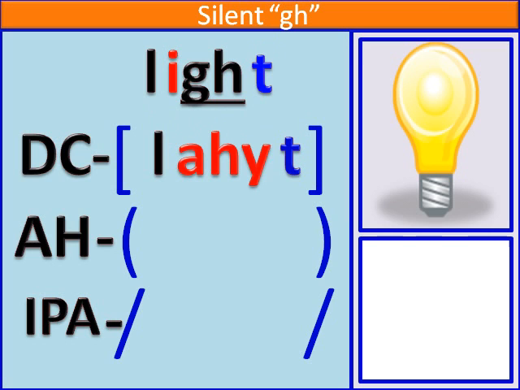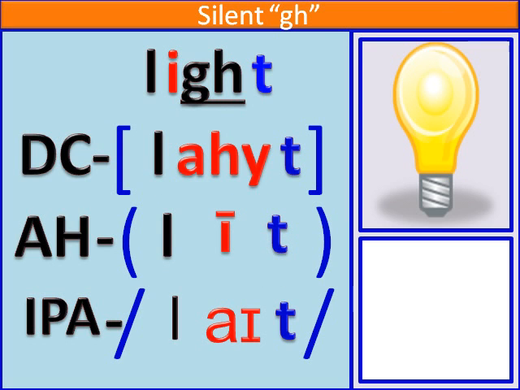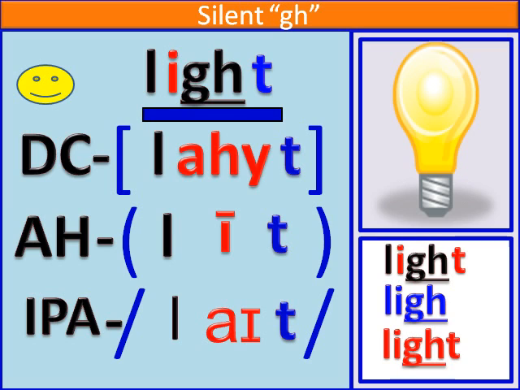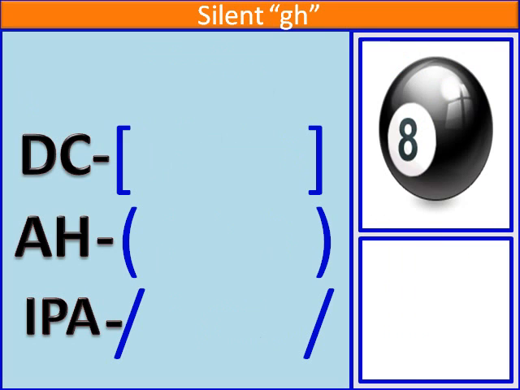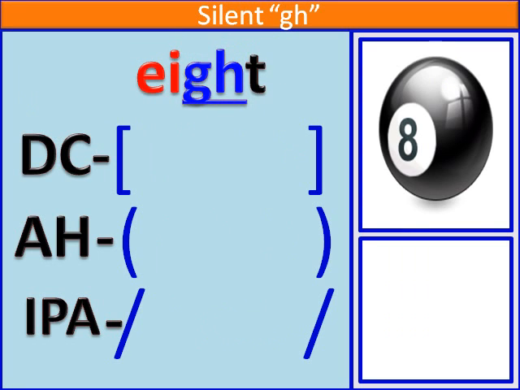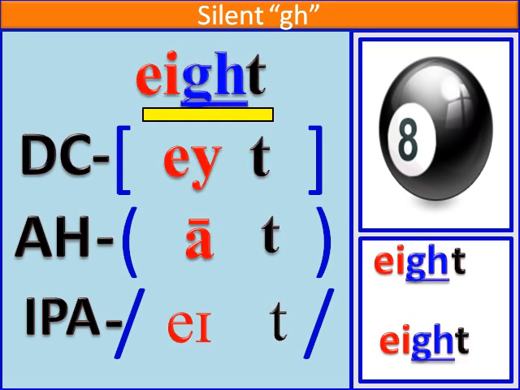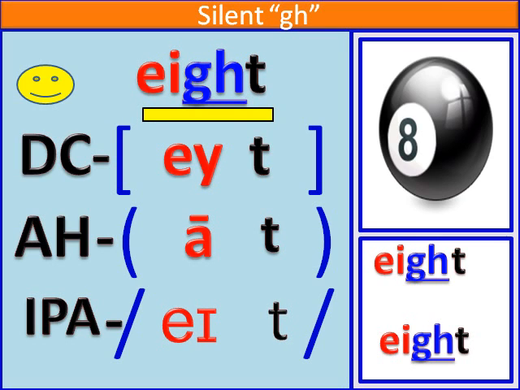Light. L-I-T. Light. Light bulb. GH is silent and does not show up in the sound box. Eight ball. Eight. GH is silent, so it does not show up in the sound box. No silent letters show up in the sound box. Good.